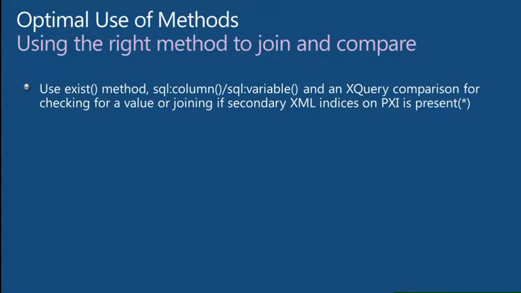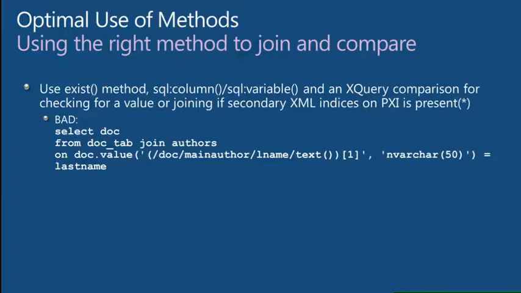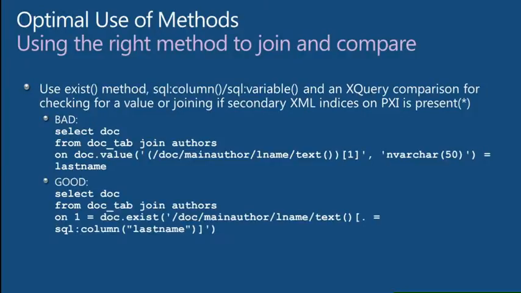If you have to choose whether you actually want to define an index or not, then using the index is actually going to be faster. So using the exist method with an index should be faster than not having an index and using the value method. So if we have a secondary index on the primary XML index, then this is a bad pattern, and this is a good pattern by moving the thing inside.